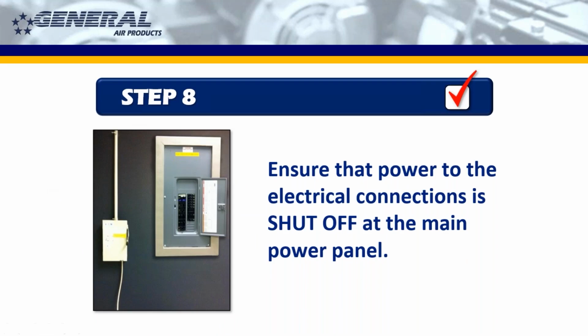Again, we're ensuring that the power is off at the main panel and there should be a dedicated breaker in there for the air compressor. It should not be on a circuit with other pieces of equipment. So whether that's on the other side of the building or whatever, that's how it should be.